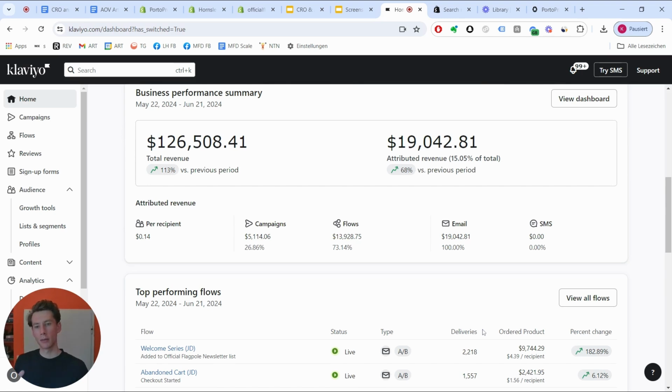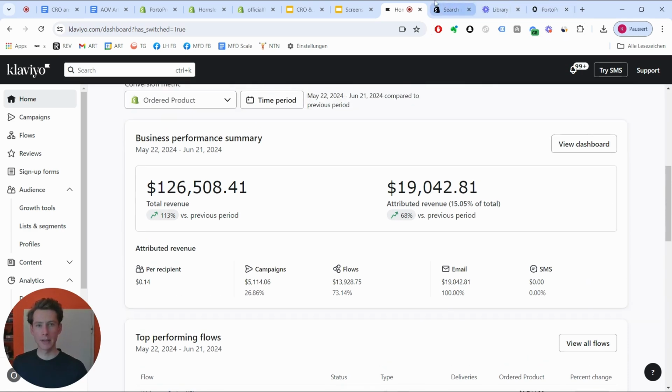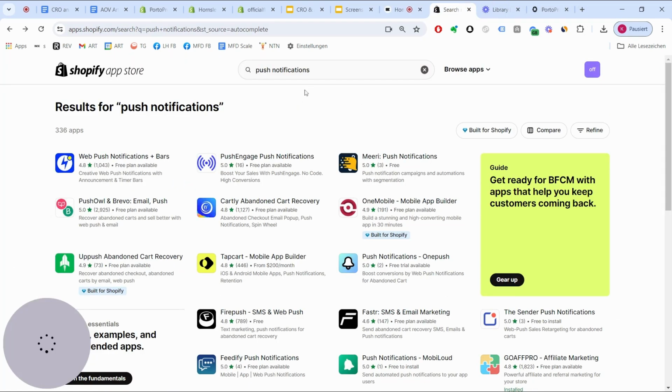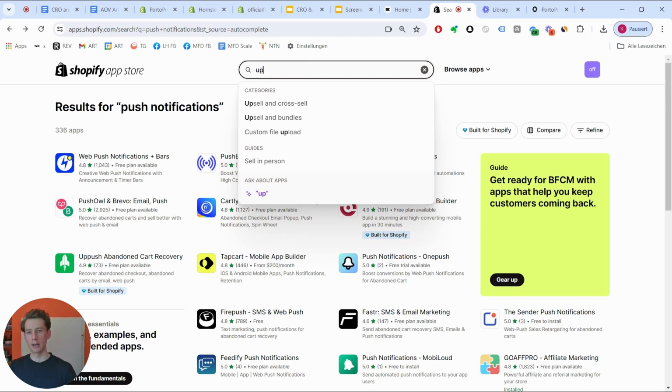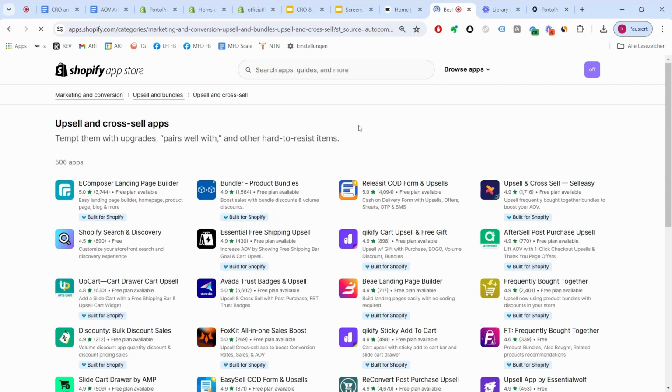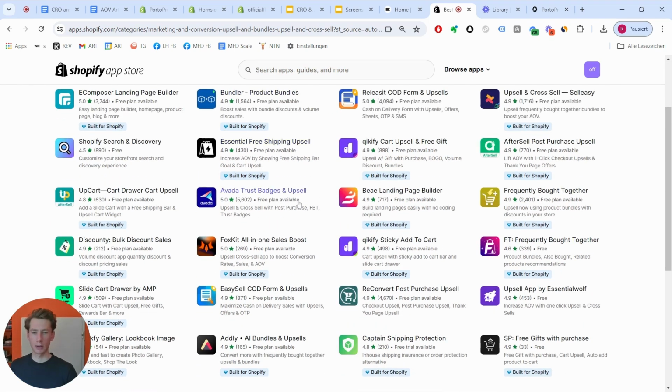However, there's a completely different way to upsell and cross-sell, and that's directly on your product pages, checkout, and thank you pages. And of course, there's a bunch of different apps that allow you to do that. So that's the second way you can leverage upselling and cross-selling to increase your AOV, right? If you just type in "upsell" or "upsell and cross-sell," you'll see all those different apps that essentially allow you to upsell and cross-sell.